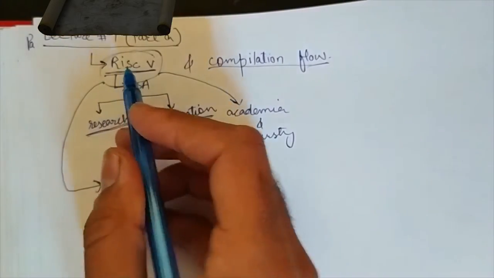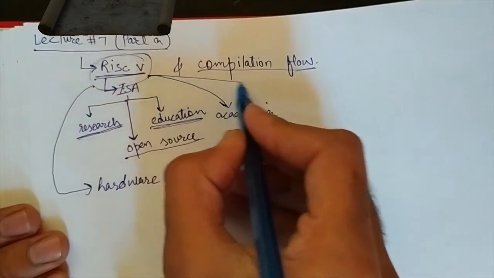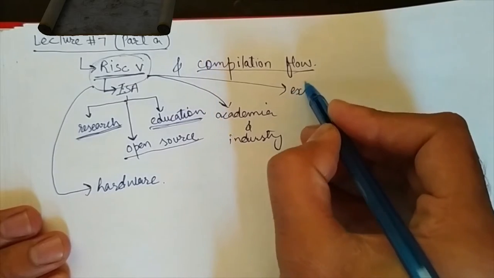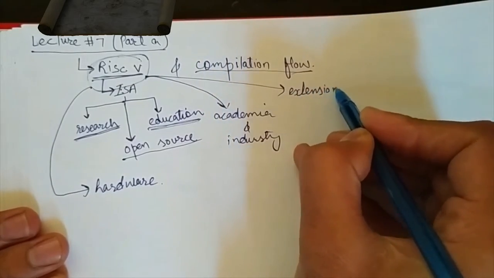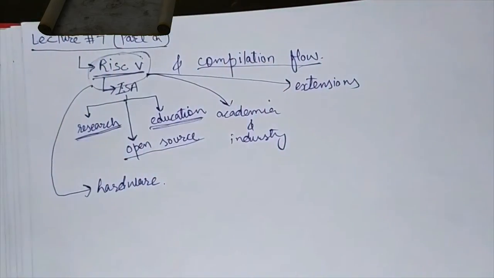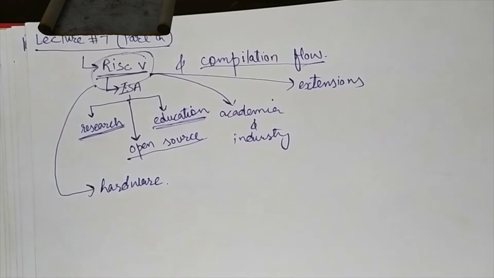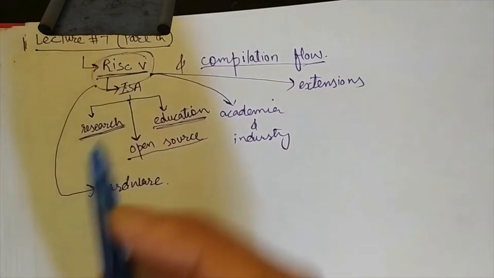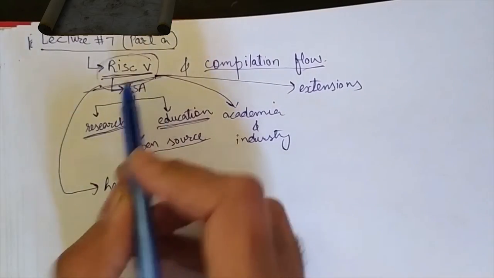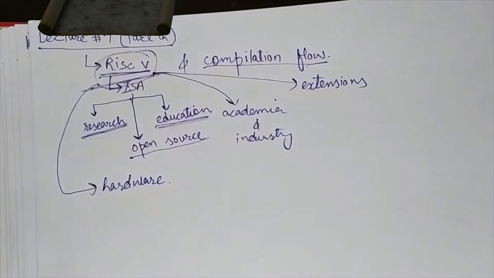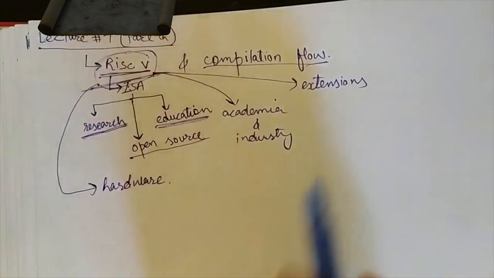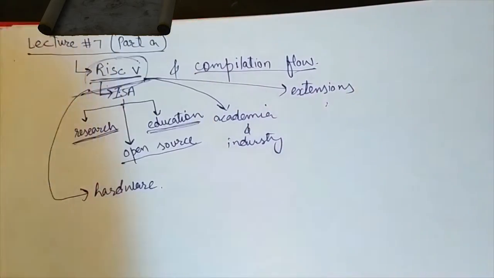And basically, RISC-V is not a single ISA. It has multiple ISAs, or we can say it has multiple extensions. The ISA has been developed in such a way that some bits are reserved such that you can use those particular bits to have your own ISA, or an ISA which extends RISC-V. So there are, I think, 10 or 20 extensions available of RISC-V.